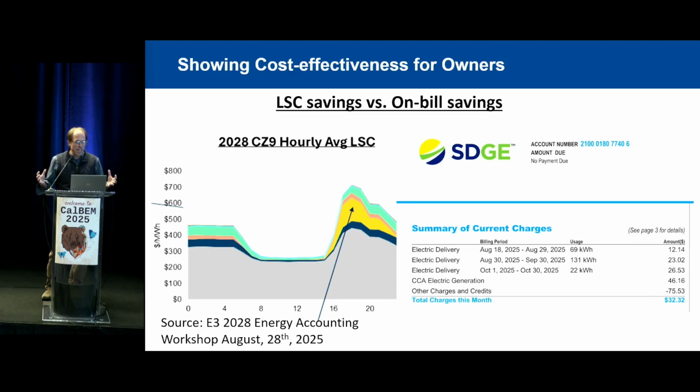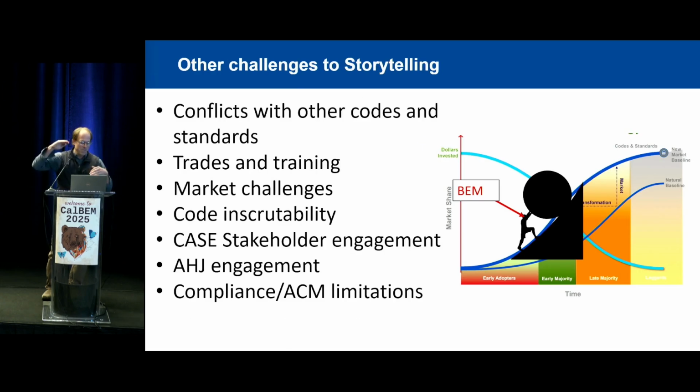Challenges to the storytelling. First, obviously, is this tension between cost effectiveness, LSC, versus on-bill. This is something we explore a lot, but where there are gaps there, that's a challenge. Sometimes it presents challenges for how we negotiate these measures. I'm going to briefly shout out a bunch of these other challenges that we talk about in our meetings. We're the Sisyphean rolling this boulder up the hill.